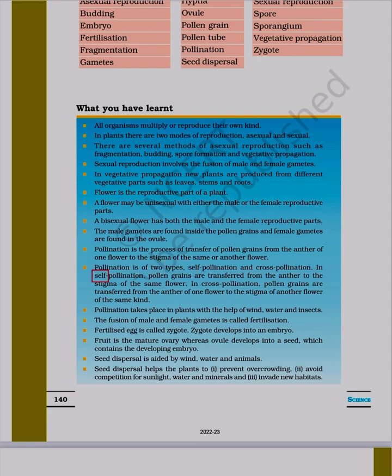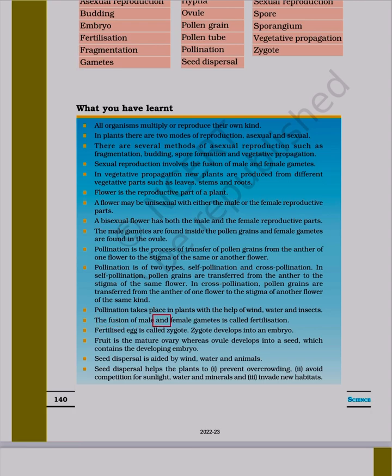Pollination is of two types, self-pollination and cross-pollination. In self-pollination, pollen grains are transferred from the anther to the stigma of the same flower. In cross-pollination, pollen grains are transferred from the anther of one flower to the stigma of another flower of the same kind. Pollination takes place in plants with the help of wind, water and insects.